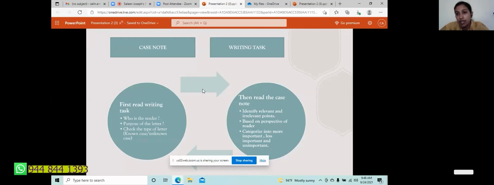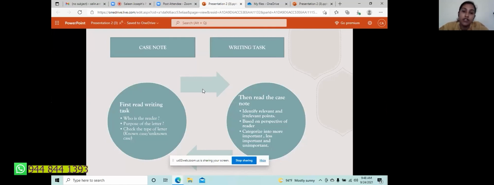Actually, we have to check whether the points are relevant or not, based on the case note, which we will be discussing. The relevant and irrelevant points depend on whom we are writing the letter to. If you're writing a letter to a social worker, the main points that should be included are the social history of that patient. You already know that.